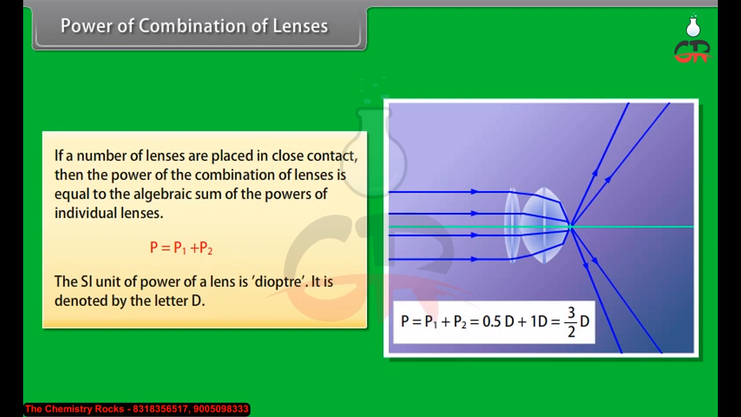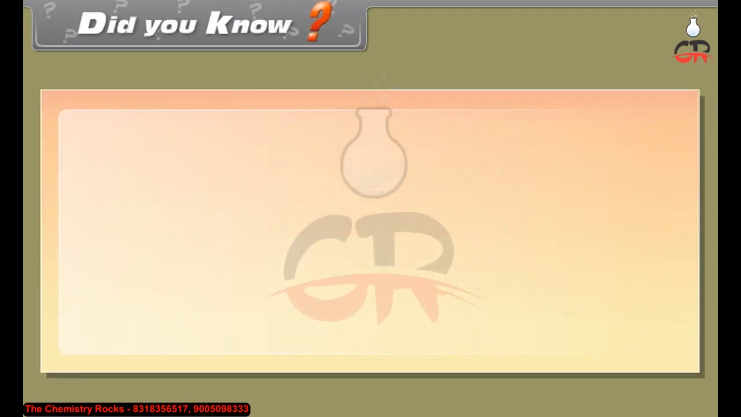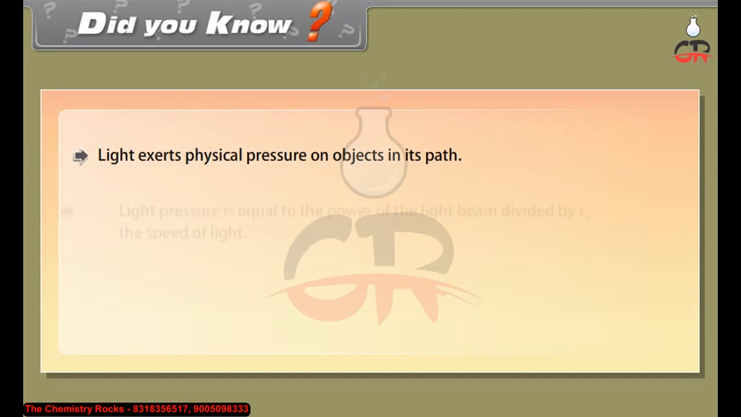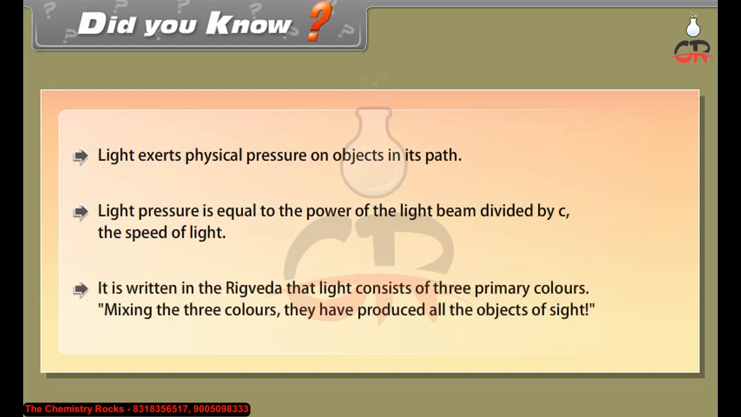Did you know? Light exerts physical pressure on objects in its path. Light pressure is equal to the power of the light beam divided by c, the speed of light. It is written in the Rig Veda that light consists of 3 primary colors. Mixing the 3 colors, they have produced all the objects of sight.